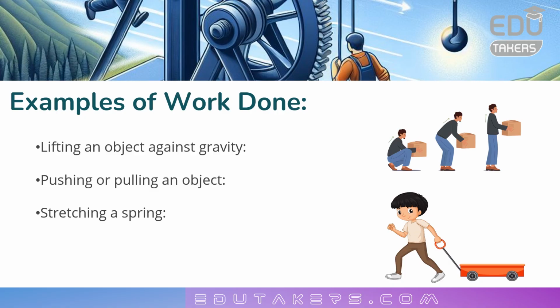Some examples of work done. Lifting an object against gravity: when you lift a book off the floor, you do work against the force of gravity. Pushing or pulling an object: pushing a car or pulling a sled involves doing work to move the object. Stretching a spring: work is done to stretch a spring or compress it.